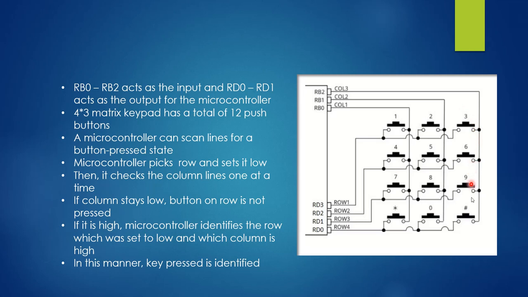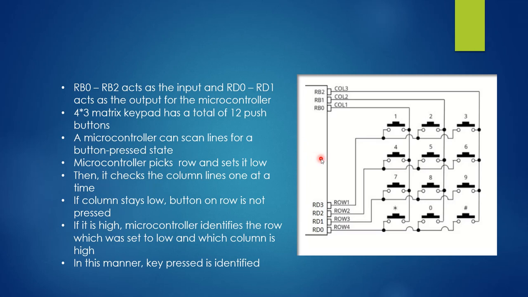And this is the circuit diagram of how to connect the matrix keypad with the microcontroller. Here RB0 to RB2 act as the input. This is the input port, that is port B. RB0 to RB2 are the input pins, and in port D, RD0 to RD3 are the output. That is, the columns are the input and those are the output.